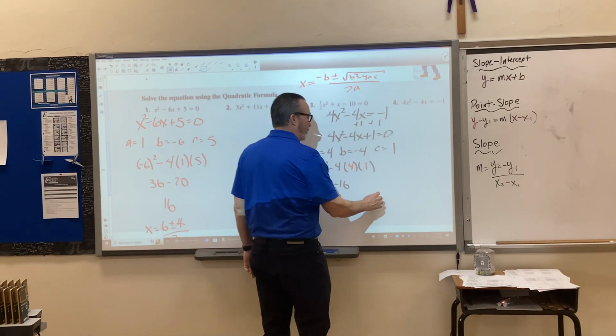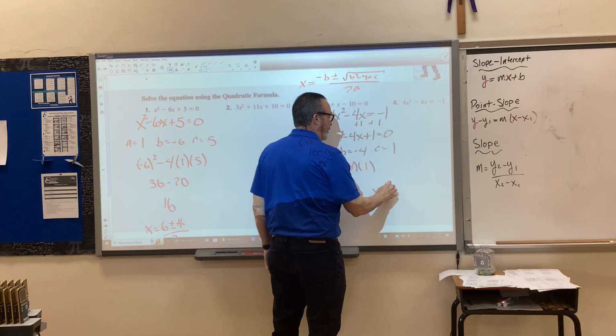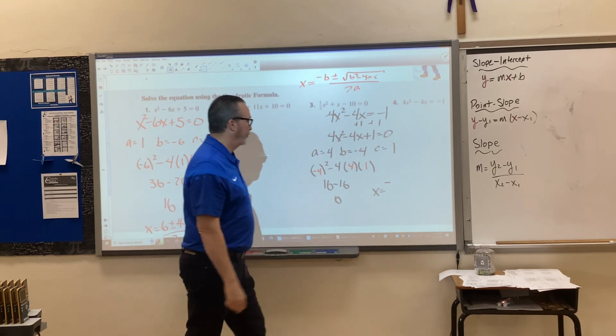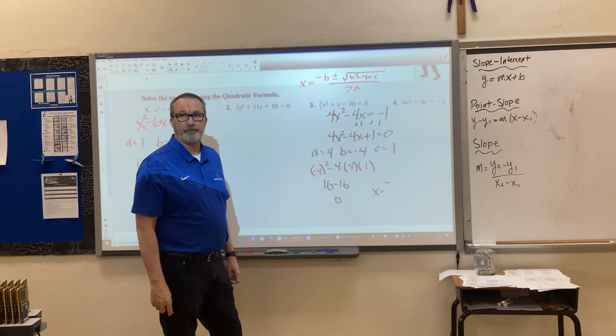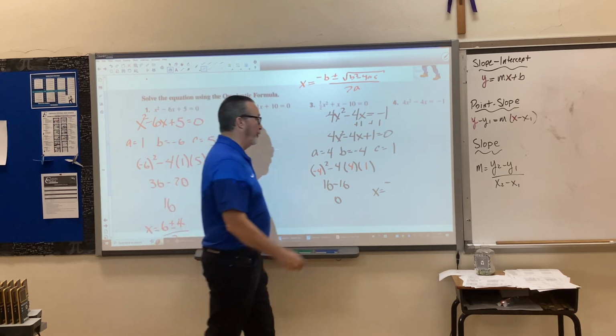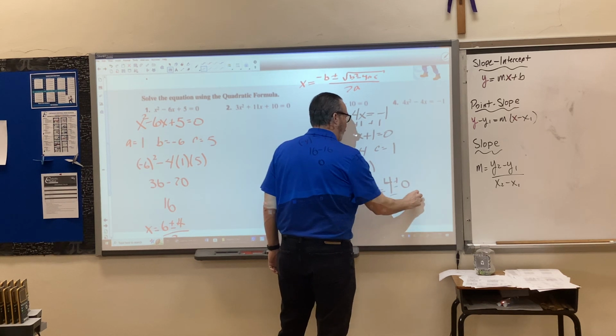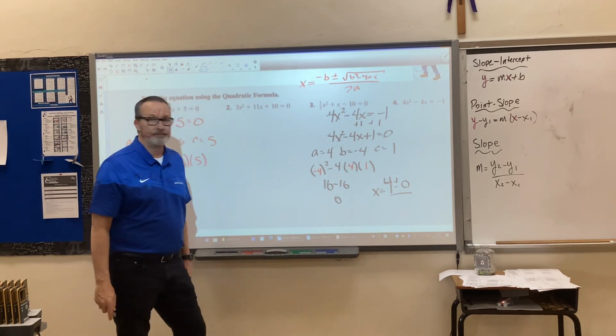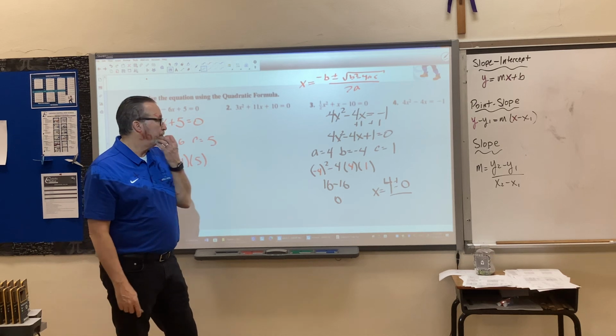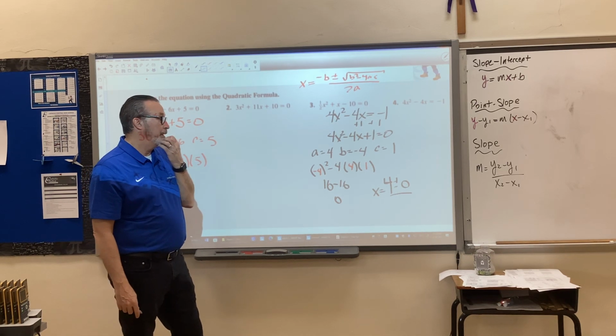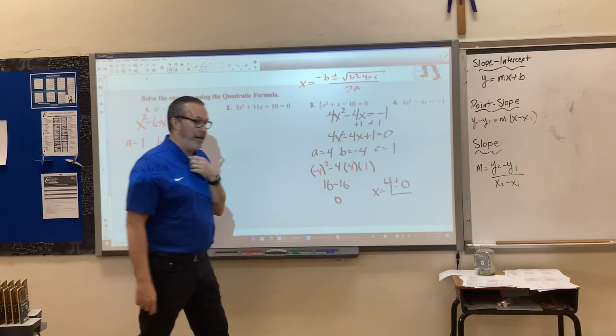So x is equal to negative b, what is that? -4. Positive 4, because there's 2 negatives. I want to make that into 4. Plus or minus 0 all over 2a. And what's 2a? 8 or -8. 2 times a is 8.